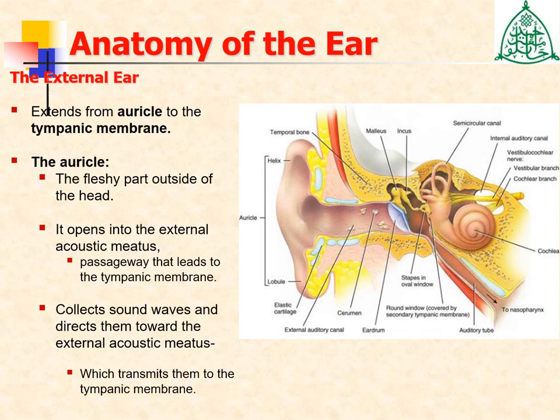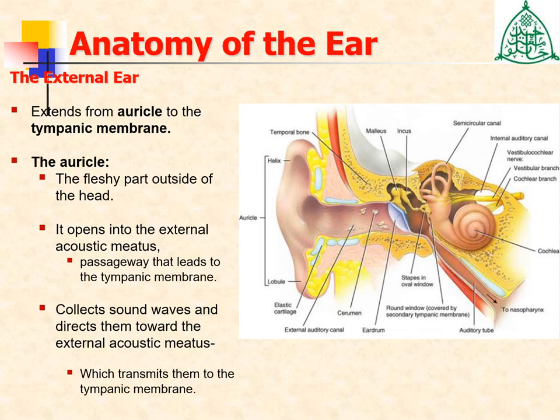Now let's see the anatomy of each different part of the ear. Let's quickly start from the external ear. The external ear, as earlier mentioned, extends from the auricle, also called the pinna, to the area of the tympanic membrane or the eardrum.